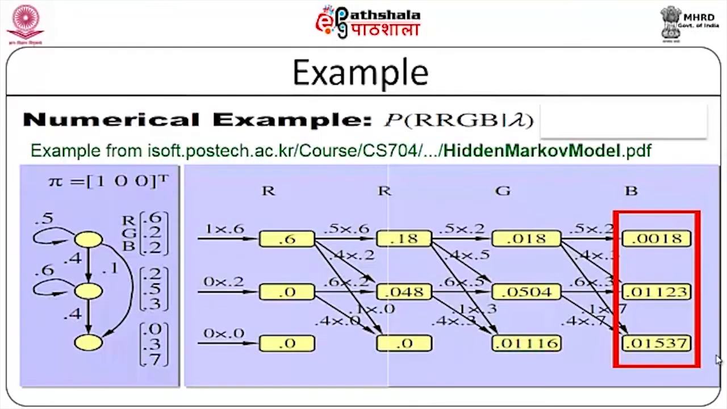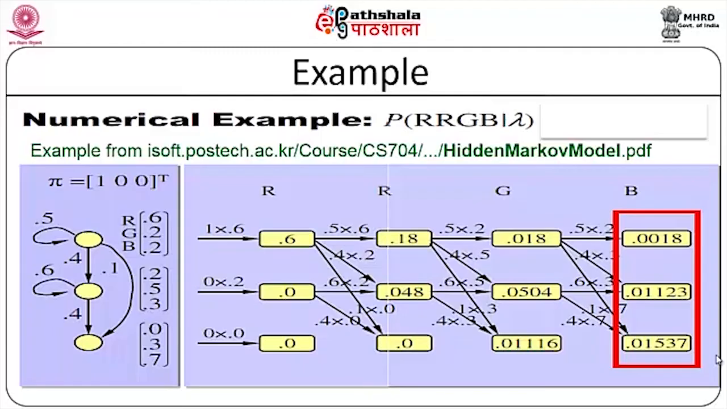Now, let us understand the hidden Markov model using a small numerical example. It is a trivial example, taken from this particular small PDF. So, you are trying to find out the probability of the observation sequence red, red, green, blue given the model. Now, the model has been defined for you.